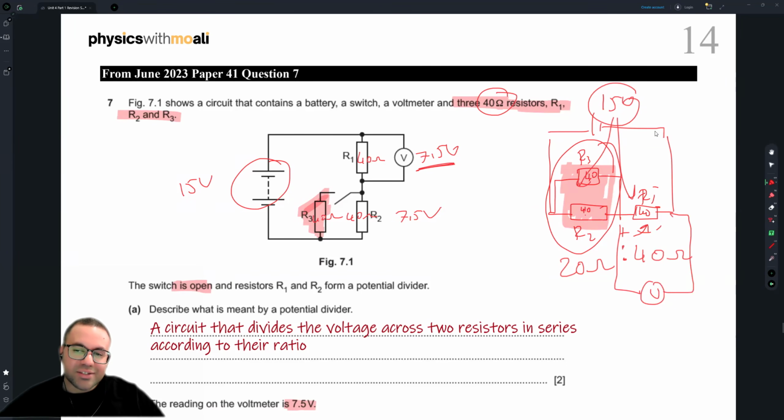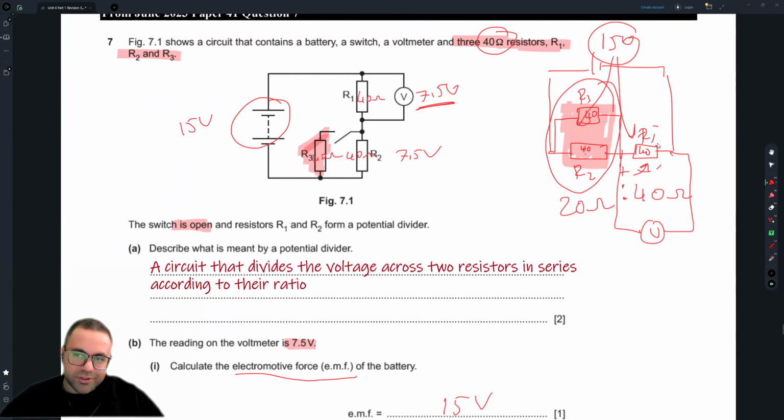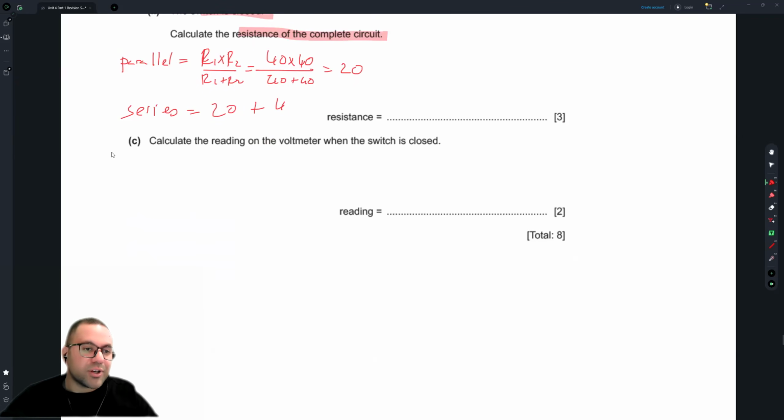So when he asks you for the reading on the voltmeter, he means what's the voltage across this now that this is 40 and 20? It's going to be what? 10 volts. And you can use two methods to get this. You can either use Ohm's law, which is V equals IR. Let's try that one out first. Or you can use the ratio example. Remember how I used ratios? R1 over R2, V1 over V2? Let's try Ohm's law first.